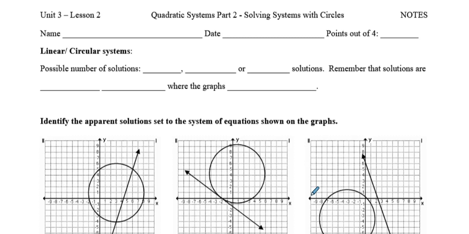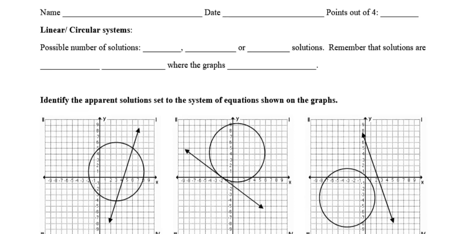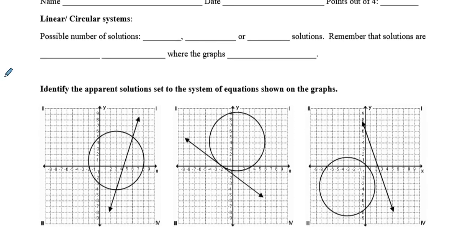Alright, so the first set of problems that we're going to look at here involve linear and circular systems, where one equation is a circle and one equation is a line. In these types of situations, the possible number of solutions will be 0 solutions, 1 point of intersection, or 2 solutions. Remember that solutions are coordinate points, so you always want to write it in an x, y form, where the graphs will intersect.